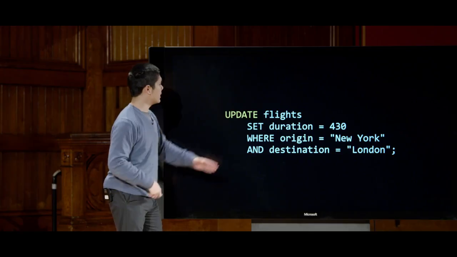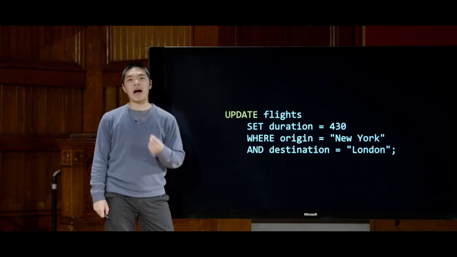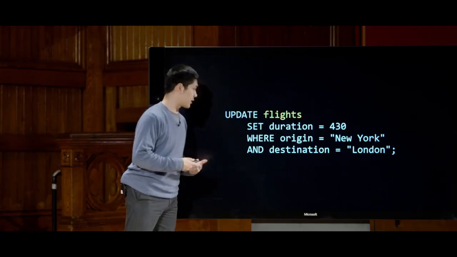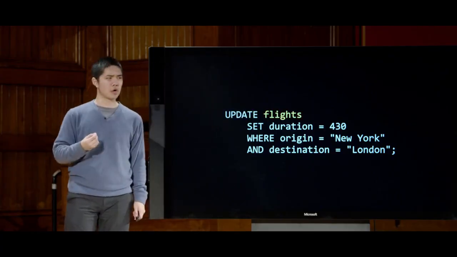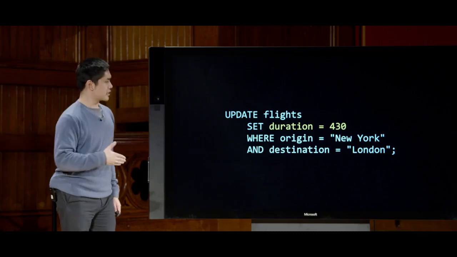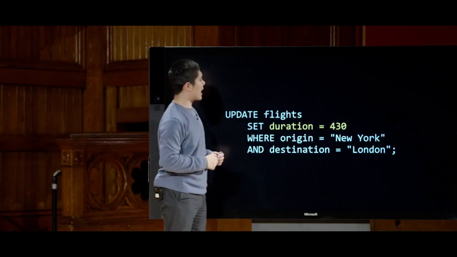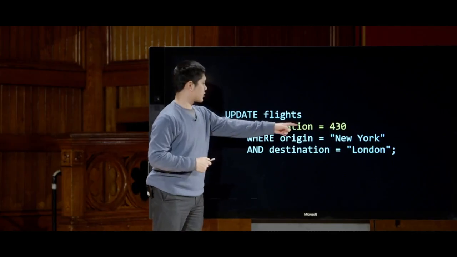But here what I've said is use the update keyword to say, I would like to update a table. What table would I like to update? I'd like to update the flights table. And then what would I like to do? Well, I'd like to set the duration equal to 430. So whatever the value of duration happens to be right now, change it to 430.